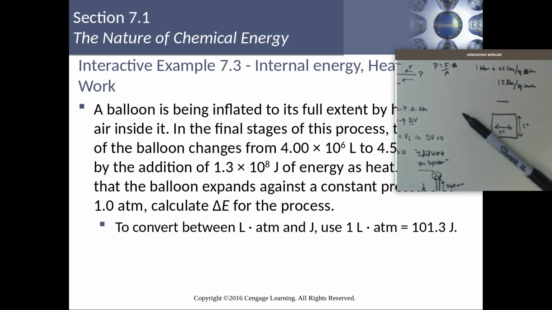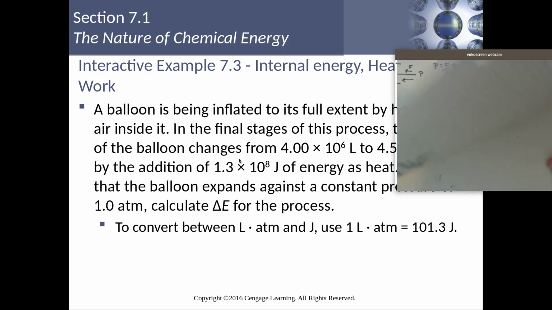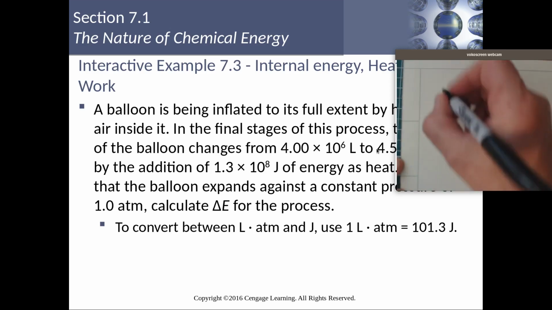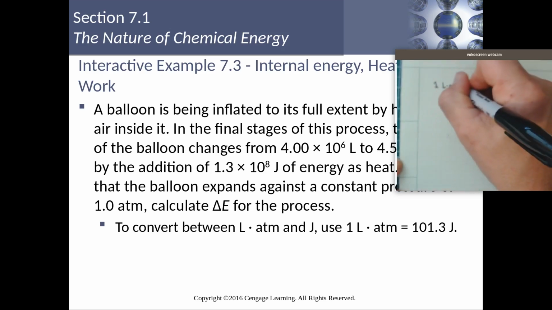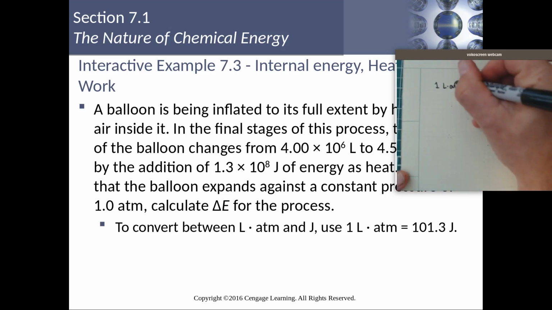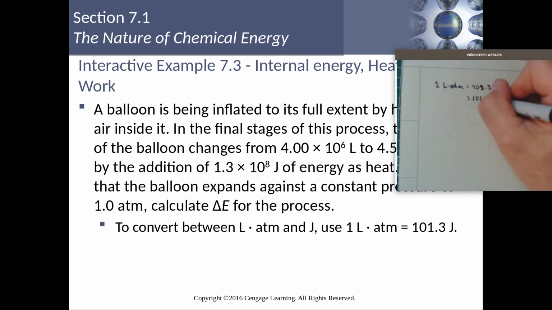Now, you can use this idea to convert between joules and liter atmospheres. A useful conversion is that 1 liter times atmospheres, which is a unit of energy because this is pressure times volume, P times V, is equal to 101.3 joules. A joule is the energy used to move an object of 1 kilogram at 1 meter per second.